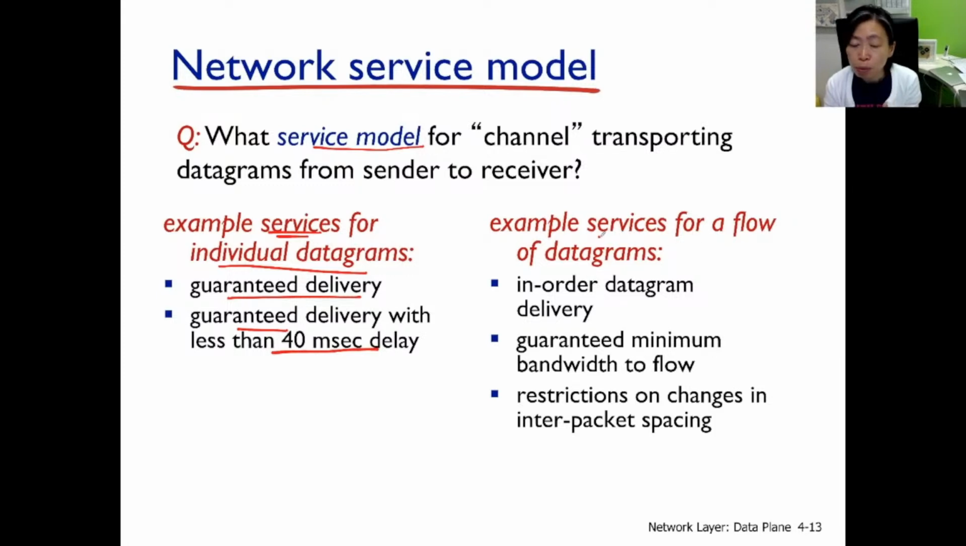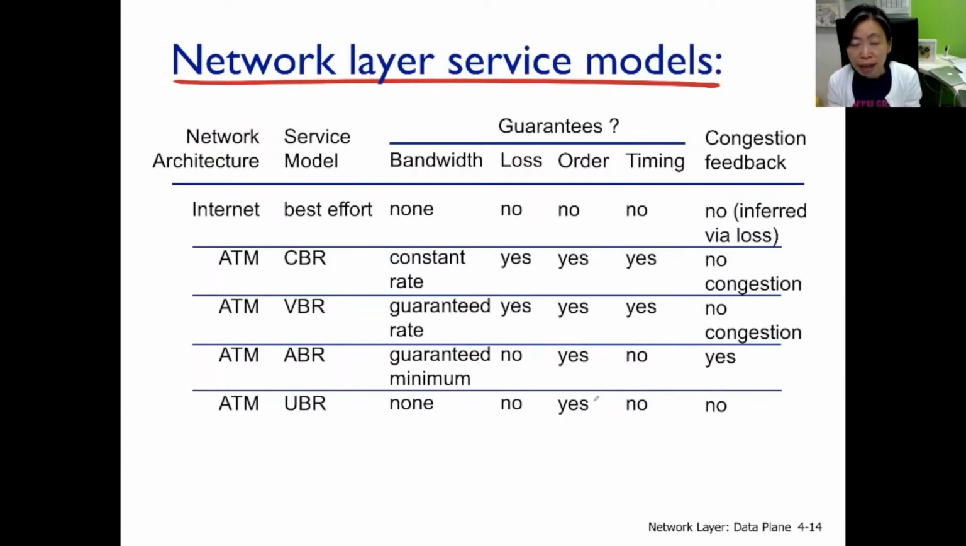We could also try to provide services guaranteeing the flow of a number of packets. So we ensure that these packets will arrive in order, or we guarantee a certain bandwidth, or we restrict the time differences between these packets when they arrive. So again, service models can be finer or coarser. It's more like a spectrum. Now what I'm listing here are the five service models that have been implemented and used, at least for some time in ATM's case, and continue to be used today on the Internet as well.